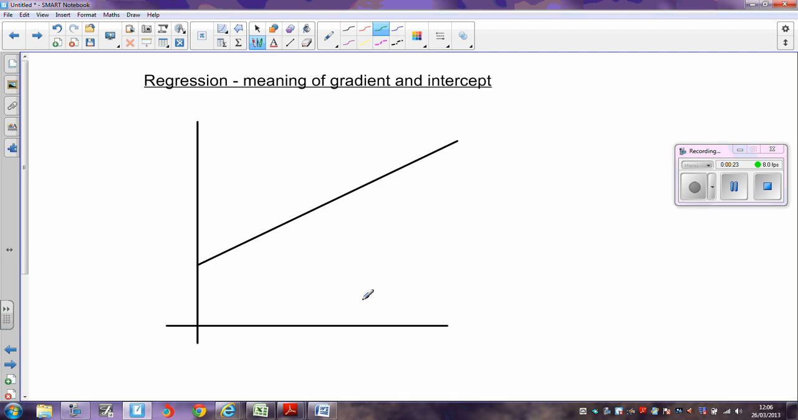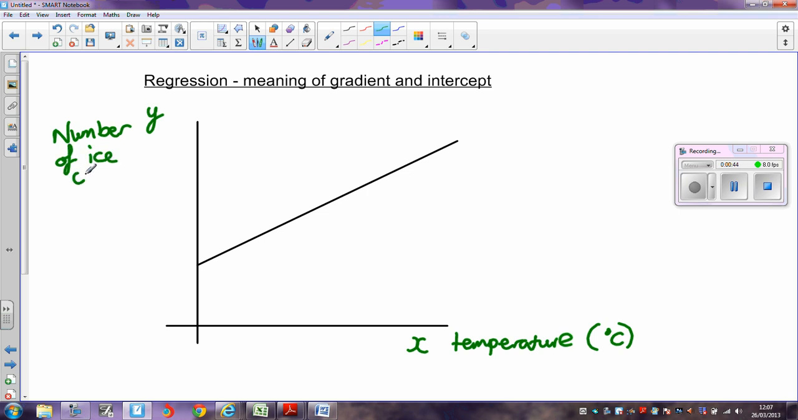And let's say that your x-axis is temperature, and temperature is measured in degrees C, degrees Celsius, and let's say y is the number of ice creams sold. So perhaps an ice cream seller has been collecting data, looking at the temperature each day, and measuring or calculating the number of ice creams that he's sold.